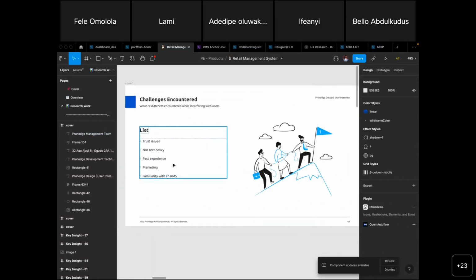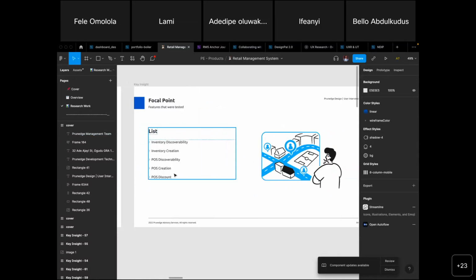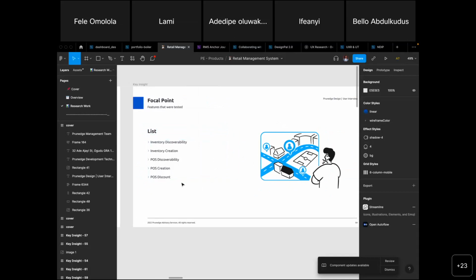Like I said, I was saying something about setbacks, right? It's a normal thing for you to face setbacks when you're trying to test your products. Do you understand? Then I also list out the list. This is what we're trying to focus on: the inventory creation, POS and whatnot. So this is just what we're trying to do research on.